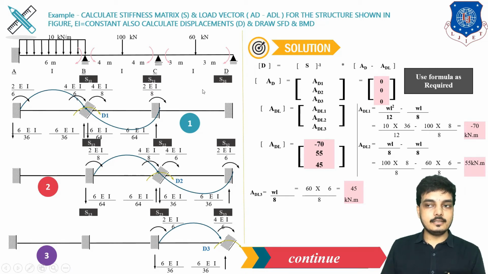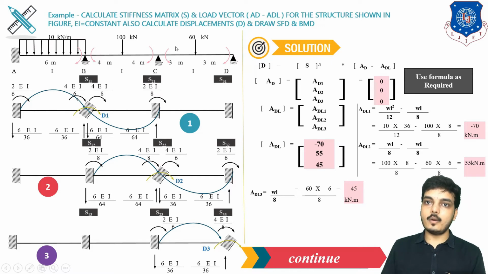For the UDL, the formula applied is WL square by 12, and minus WL by 8 for the central point load; I have applied minus for anti-clockwise. This is the formula which we have to use. By placing W equals to 10, we get 10 into 36, which is 6 square, divided by 12, minus 100 into 8 upon 8. 100 is this load and 8 is the total length. Our value is minus 70. Similarly, at support C, we have to sum up the algebraic sum of these two moments.